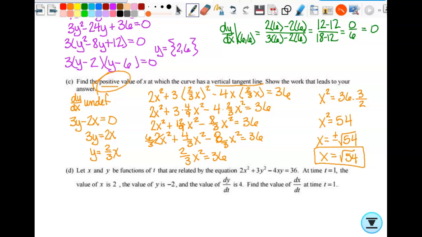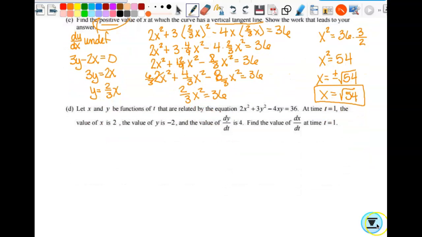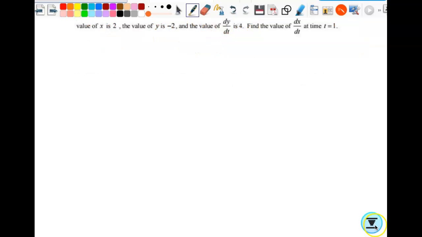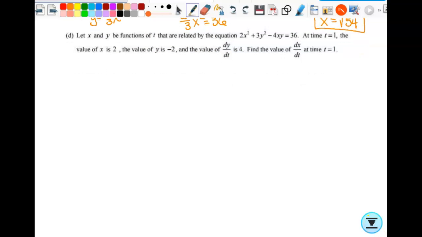All right, so now we're going to let f, x, and y be functions of t that are related to this equation at time t equals 1. Actually, I think I want to skip this one for right now. I don't want to blow your minds on this. But we are going to do another application I have for you.